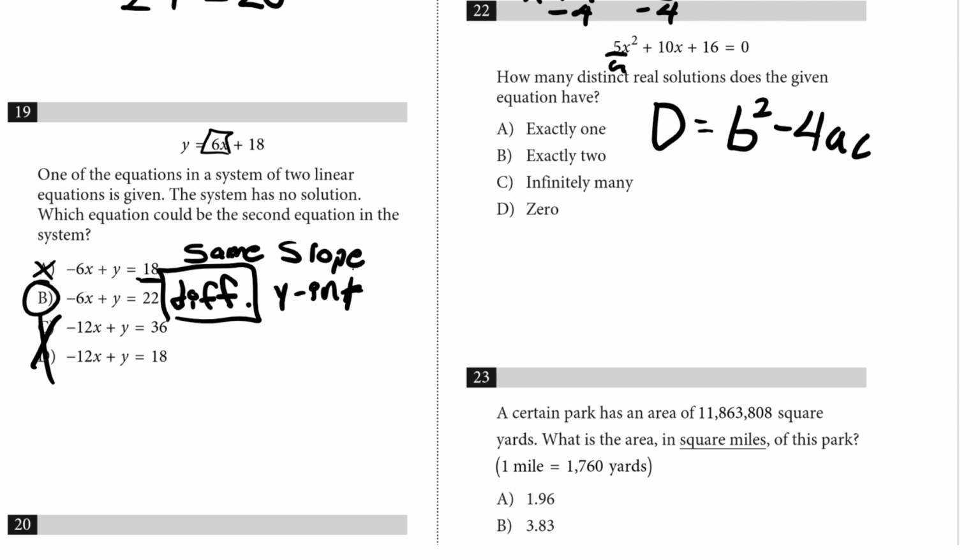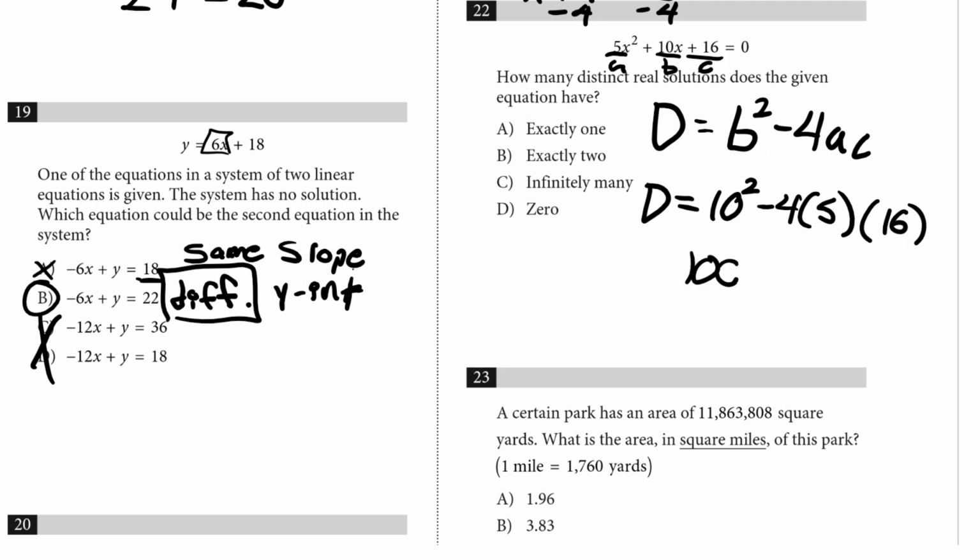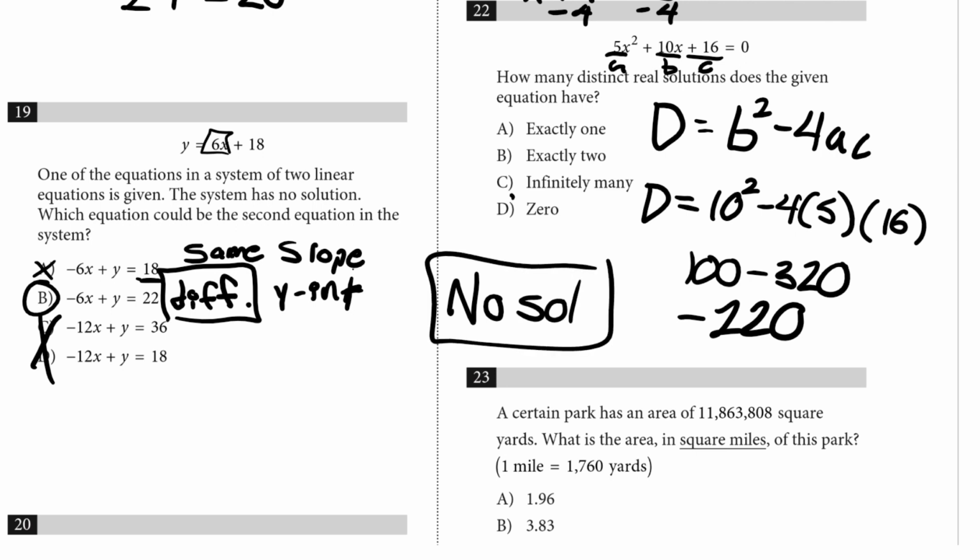5 is our A, 10 is B, 16 is C. So we will have the discriminant equals 10 squared minus 4 times 5 times 16. 10 squared is 100. 5 times 4 is 20. And 20 times 16 is 320. 100 minus 320 is negative 220. And since the value of the discriminant is negative, that means that there's no solutions. So the number of solutions would be 0.